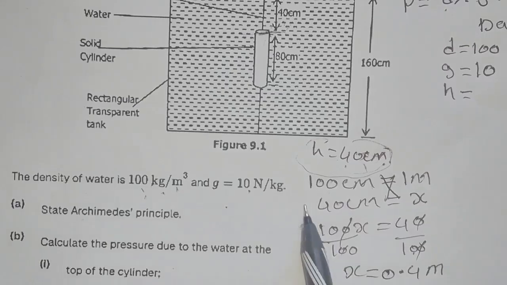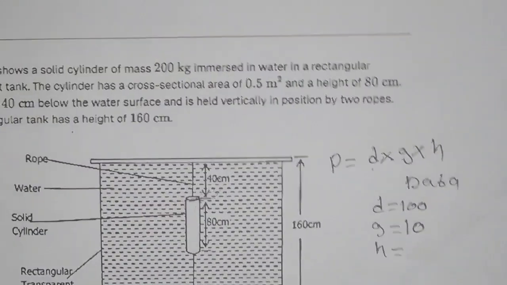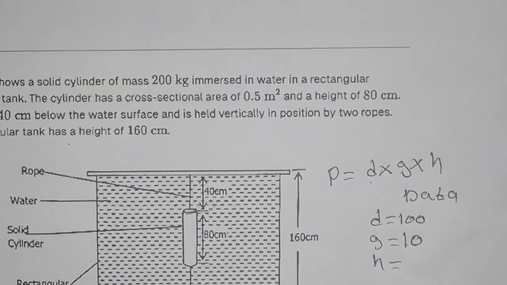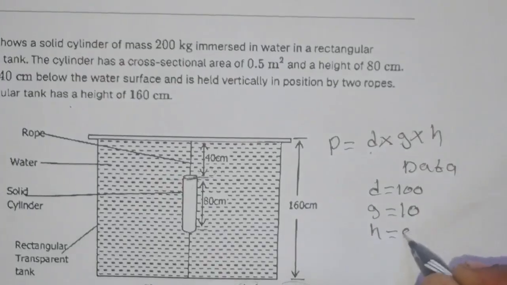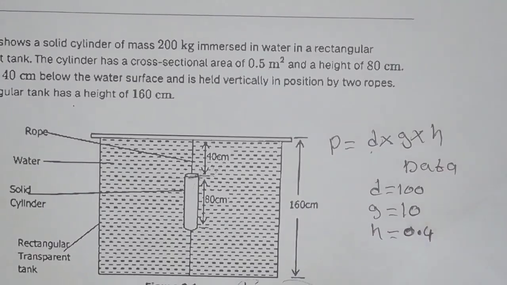Okay, using this formula, 100 centimeter is equal to 1 meter. If you want, you can just go direct by dividing the centimeter given by 100. Okay, so we have our height, which is 0.4. We have found our height to be 0.4.